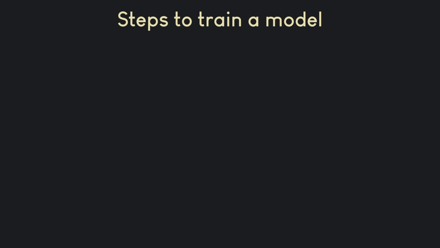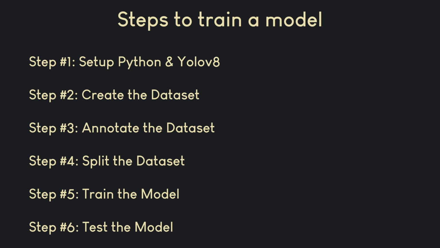Let's quickly go over the 6 steps to train our model. Step number 1. Set up Python and YoloV8 to get our environment ready. Step number 2. Create a dataset by collecting images of our target object, the European perch, from various angles and settings. Step number 3. Annotate the dataset, drawing bounding boxes around each instance of the object so YoloV8 knows what to look for.